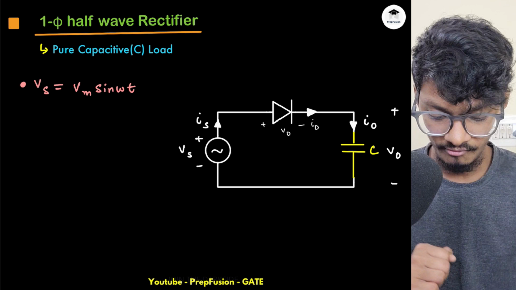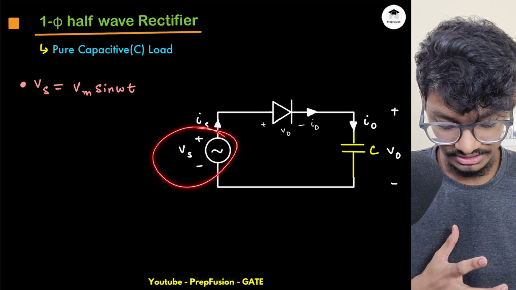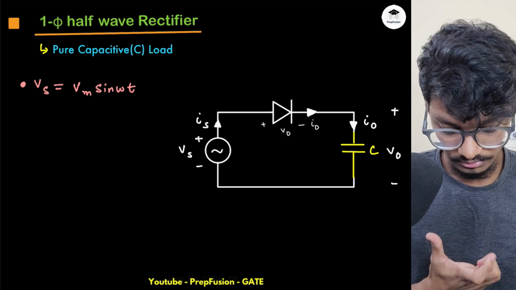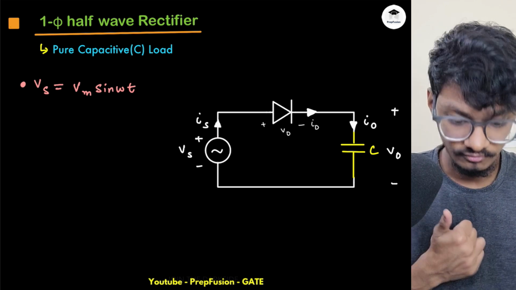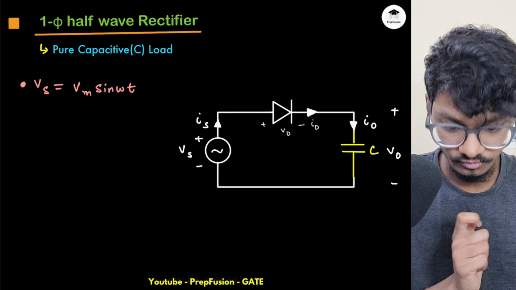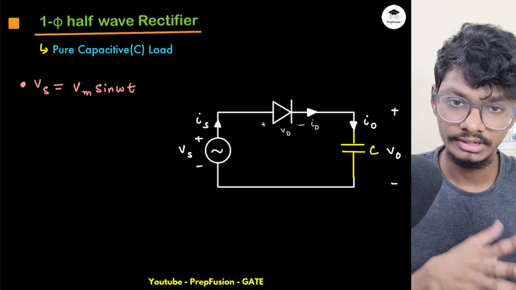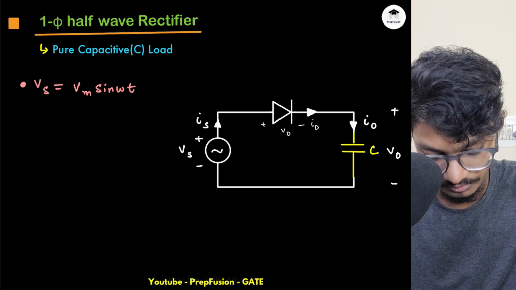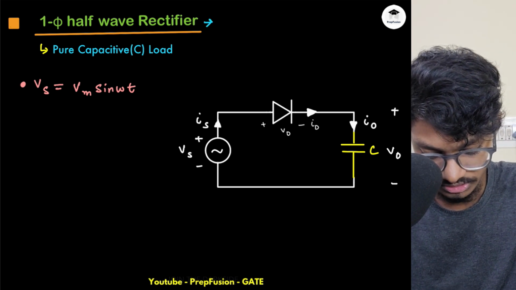So here I have a pure capacitive load and Vs is this. Let's analyze this with an uncontrolled, that is with a diode, for now, and then we'll analyze this with an SCR as well. So for now we'll analyze this with a simple diode. So this is uncontrolled.